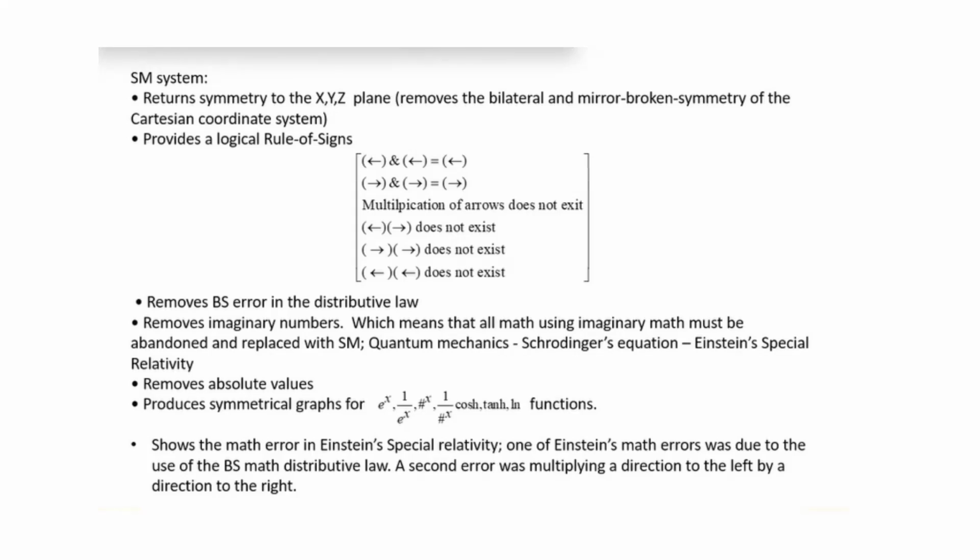It removes BS error in the distributive law, removes imaginary numbers, which means that all math using imaginary numbers must be abandoned and replaced with SM: quantum mechanics, Schrodinger's equations, Einstein's special relativity. It removes absolute values, produces symmetrical graphs for all functions, and shows the math error in Einstein's special relativity. One of Einstein's math errors was due to the use of the BS math distributive law, and his second error was multiplying a direction to the left by a direction to the right.